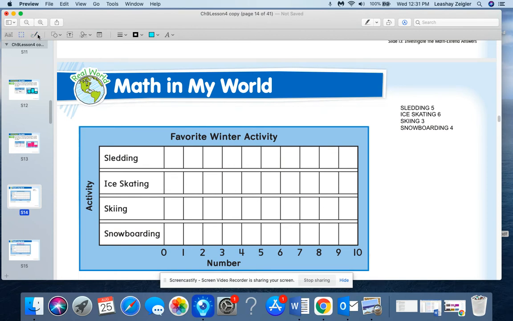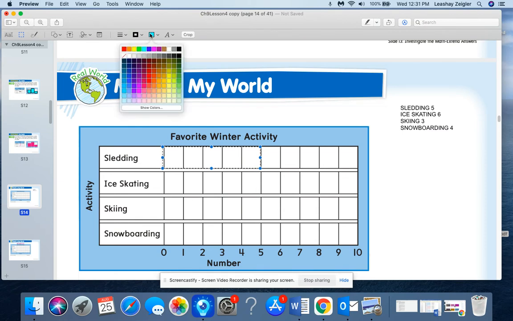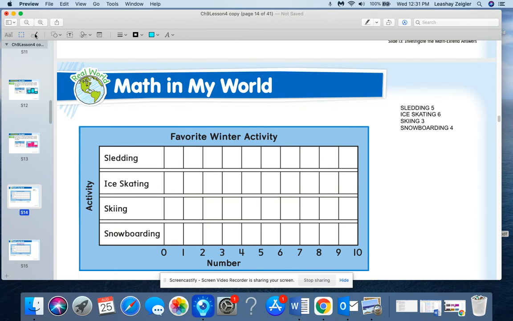So in order to fill our chart in, we're going to use our data over here. So sledding is 5 people. So we start at 0. We're going to go all the way up to 5. So 5 would be that. And for some reason, it didn't color it in. Let's see if we can make this work again. 5. There's my lines. There we go. That's 5. That represents 5 people like sledding.